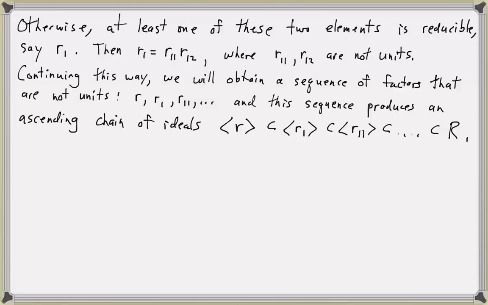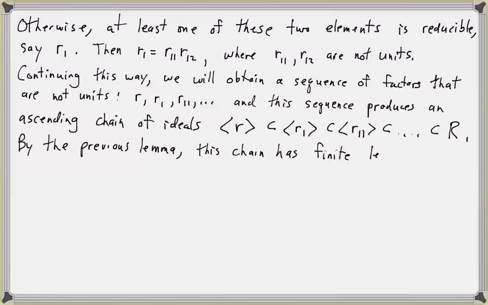And now this is where we're going to use the previous lemma. So we have this ascending chain of ideals in a PID. So by the previous lemma, this chain must have finite length. But that means that the factorization must terminate, and therefore we'll end up with a product of irreducible elements.